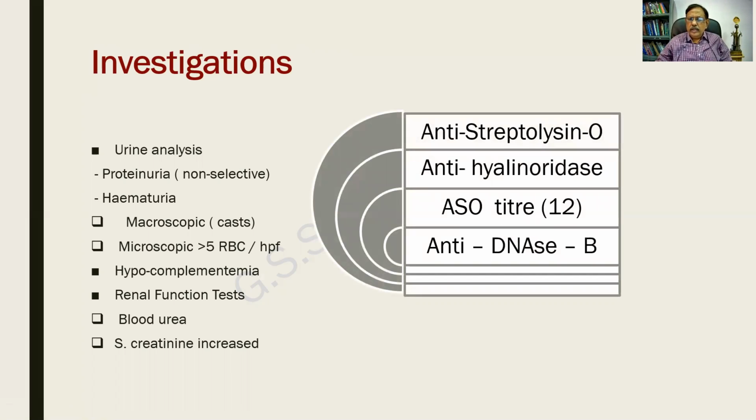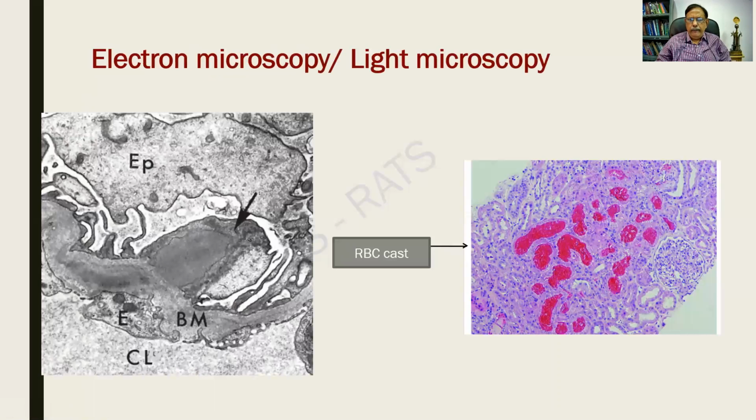And then what are the specific investigations? Anti-streptolysin O. So this particular antibody titer we should see. Similarly, there will be anti-hyaluronidase. The ASO titer is more than 12. And similarly, there can be another substance called anti-DNase B. So these are all specific for post-streptococcal glomerulonephritis, and these are the general investigations which should be done. Please remember this, it will fetch you marks and it is important.